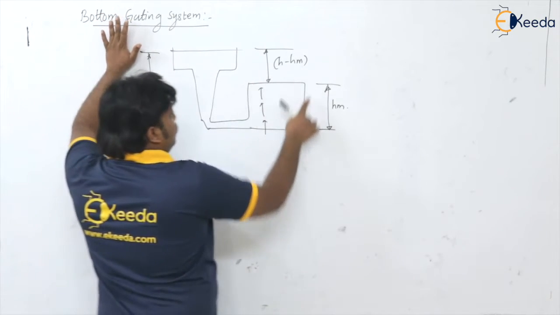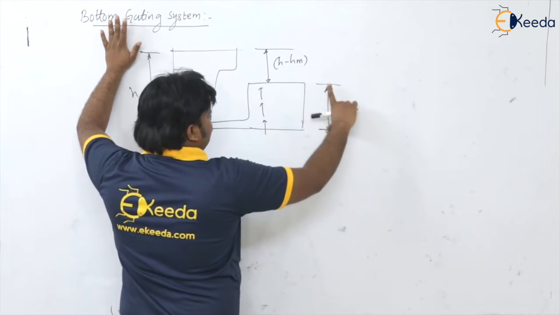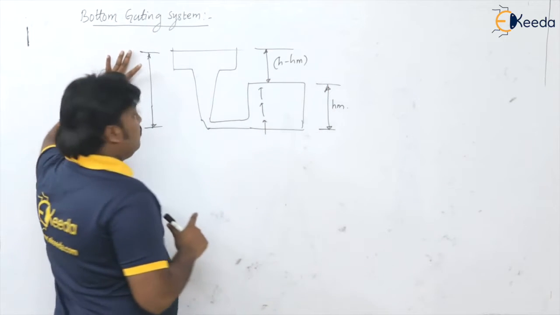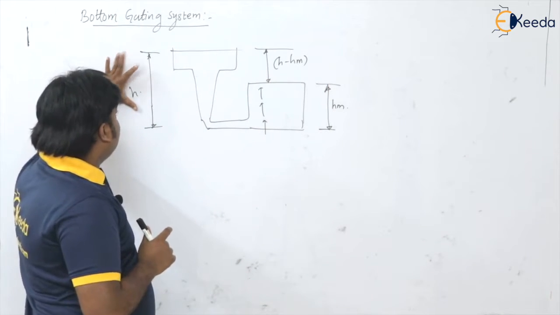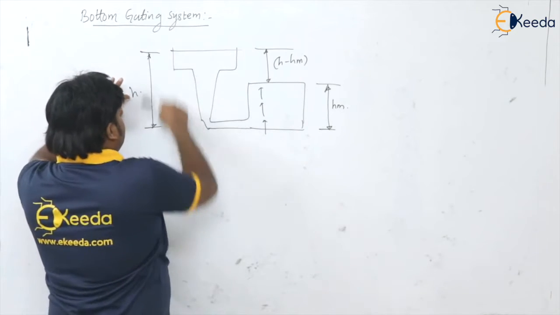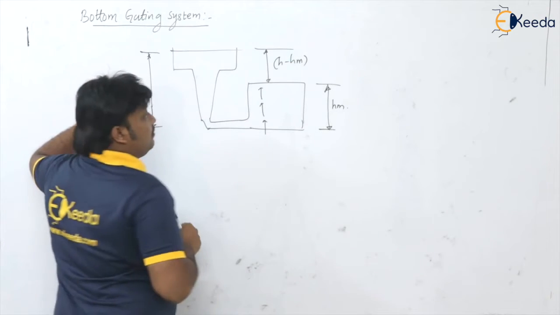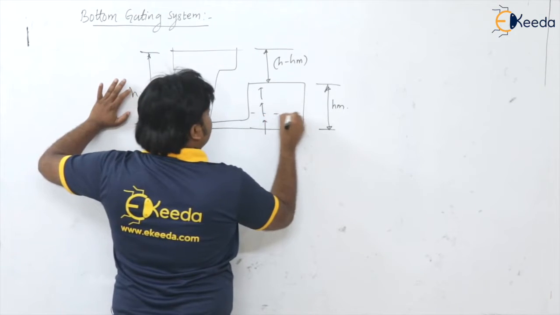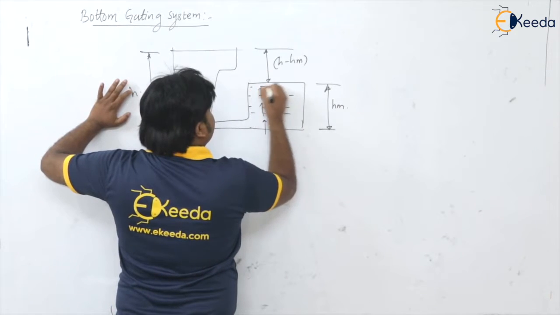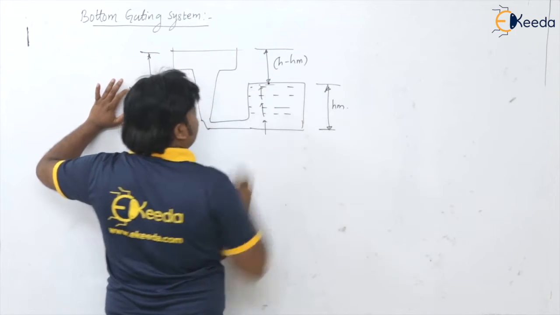This is the height of the mold. Please remember, this is the mold. This is the mold height HM. This is the total manometric head available for the liquid molten metal, H. So this is the maximum head, and this remaining is the minimum head when the molten metal will rise here and say it is touched here.